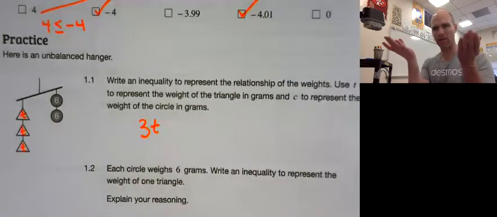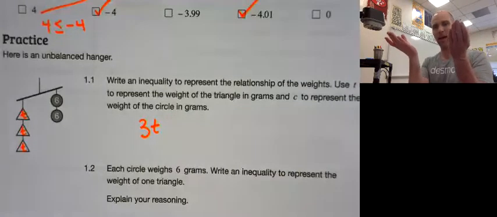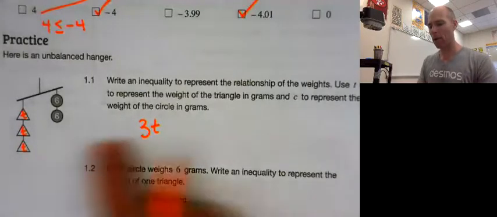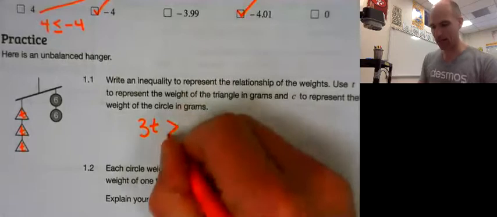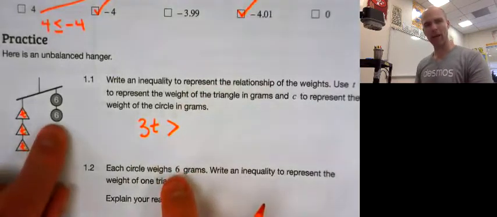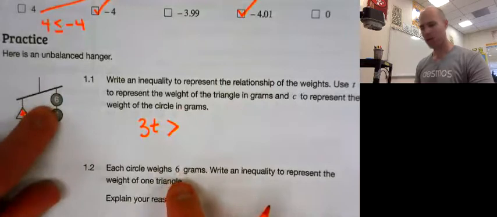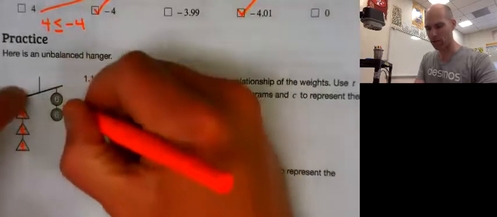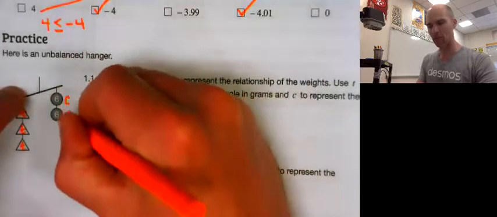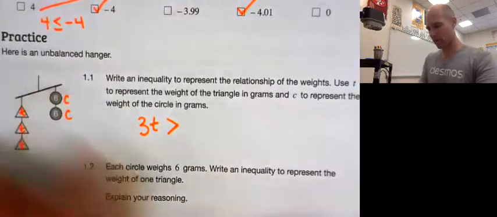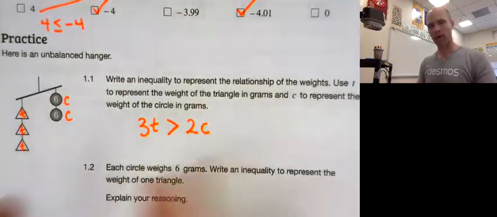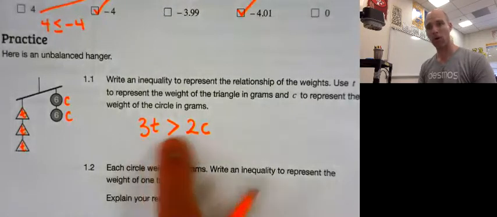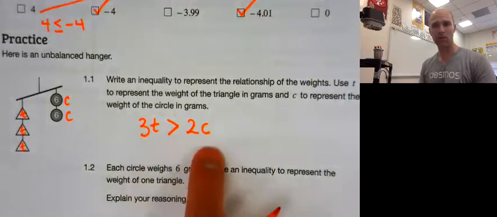And so if you think about weights, if you put two weights on a scale, the heavier one's going to go down. So that means that the 3T must be more or greater than whatever's on the other side, which is, I see two weights that each weigh 6, but the question's telling us to use C to represent the weight of the circle. So this is supposed to be a C, and this is supposed to be a C. So we have two C's. So our inequality here says 3 triangles are greater than 2 circles, 2C.